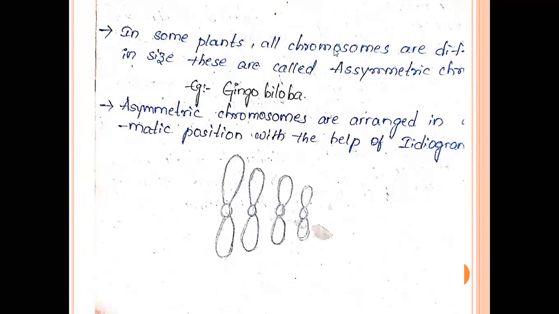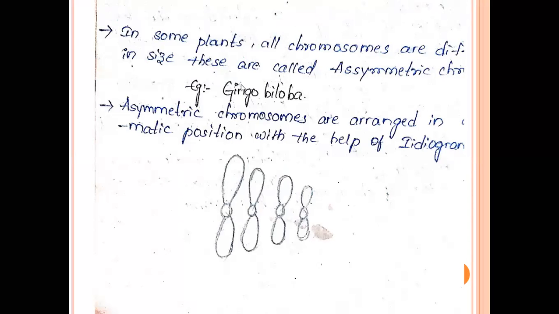In some plants, all chromosomes are of different sizes. These are called asymmetric chromosomes. Example, Ginkgo biloba plant. Asymmetric chromosomes are arranged in a systematic position with the help of ideogram. With the help of ideogram, large size chromosomes are arranged at the first place and the small size chromosomes are arranged at the last place.